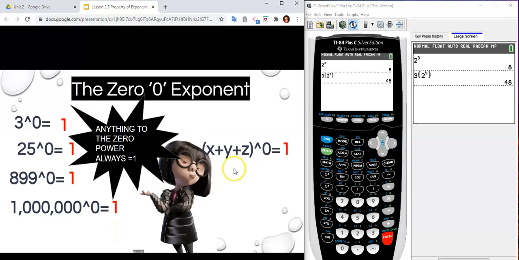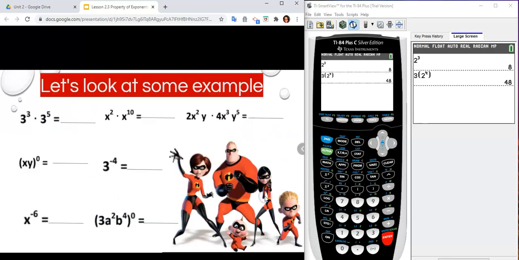All right. And over here, we have x, and notice that they're in parentheses. So I'm taking this x plus this y plus this z, and I'm raising them all, because they're grouped together, to the 0 power. And guess what that's going to be? 1. All right. So anything to the 0 power is always equal to 1. Even x to the 0 power is equal to 1.